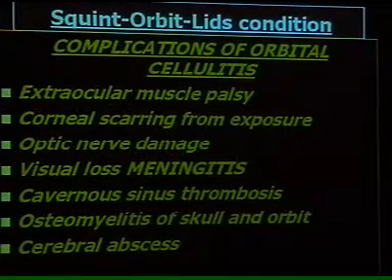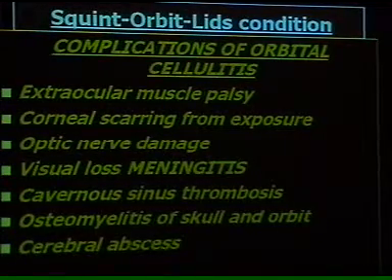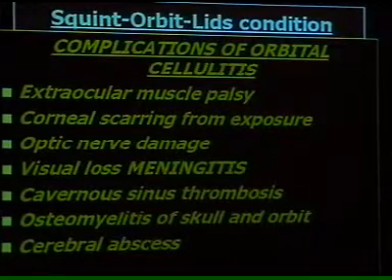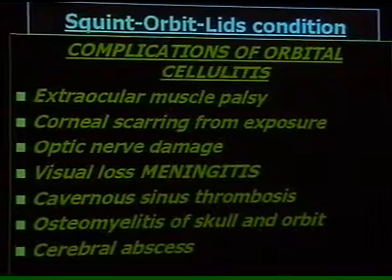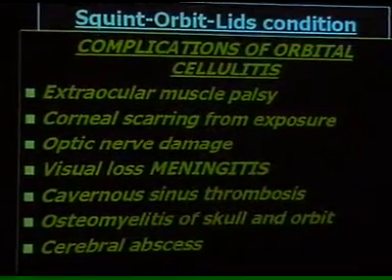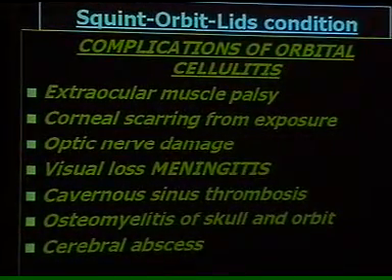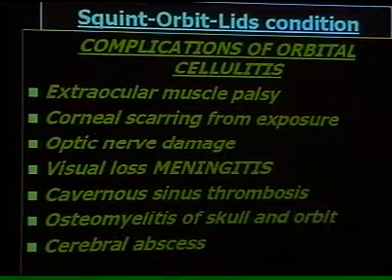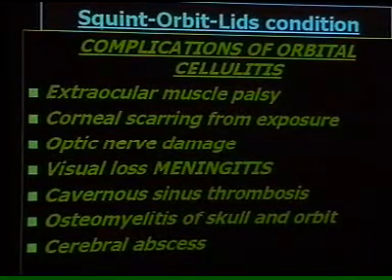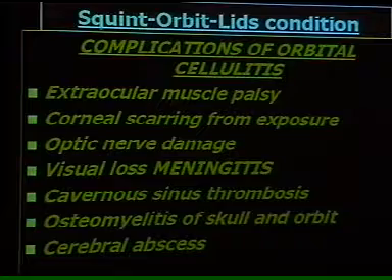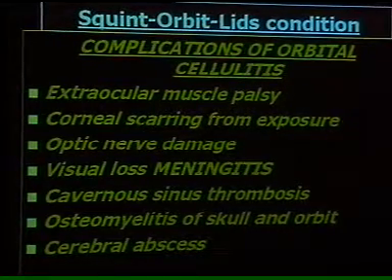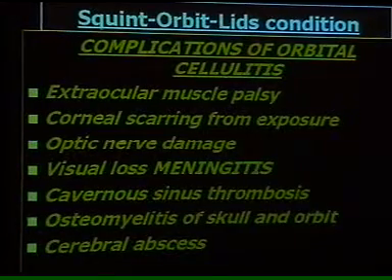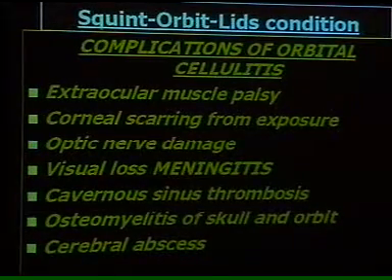The complications of orbital cellulitis include extraocular palsy, which could be permanent. Corneal damage: because of the proptosis, the cornea is lying outside, the conjunctiva is lying outside, and can be damaged because of the exposure. Optic nerve damage due to proptosis, and meningitis can occur, and a very serious complication of cavernous sinus thrombosis.